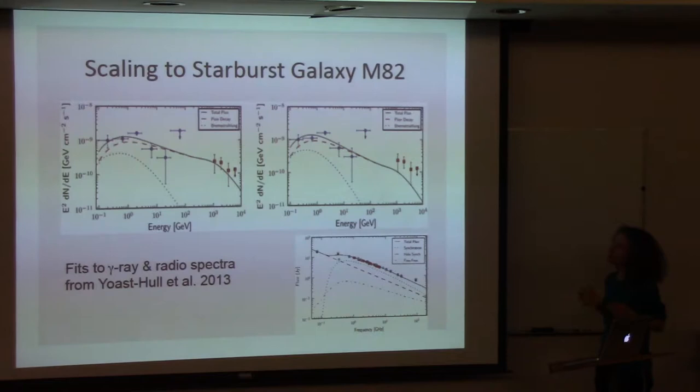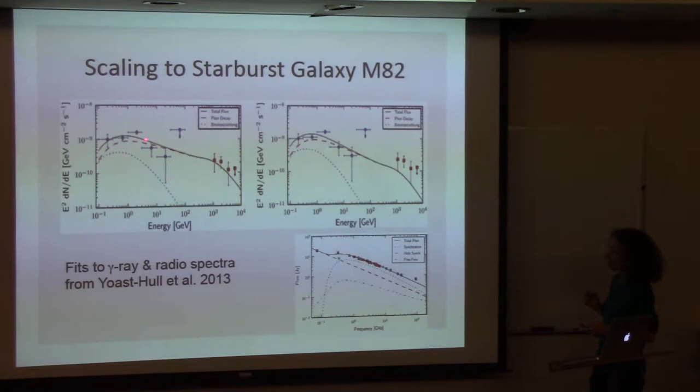which is like the Milky Way of the star, everything is about 1,000 times greater: magnetic energy density, gas energy density, cosmic ray energy density, they're all about 1,000 times greater than they are in the Milky Way. And to my surprise, at least, we were able to get good fits to the gamma ray spectra, the Fermi gamma rays at lower energy, the VERITAS gamma rays at higher energies. We were able to get a good fit to the radio spectra. We don't have too many free parameters in the system.